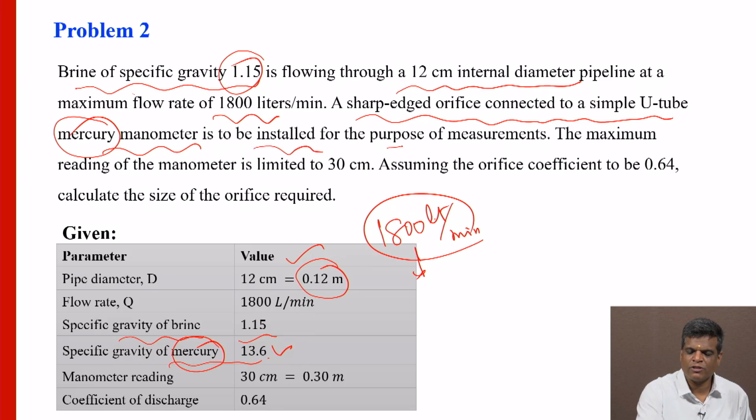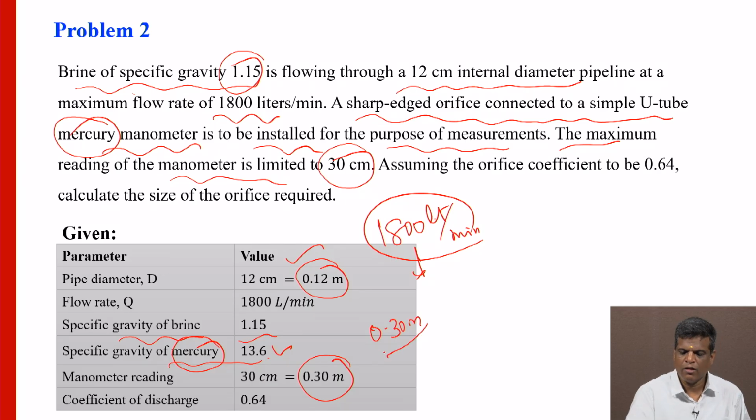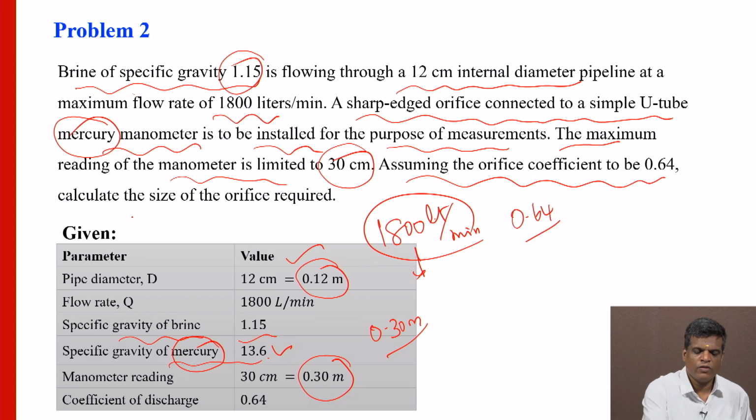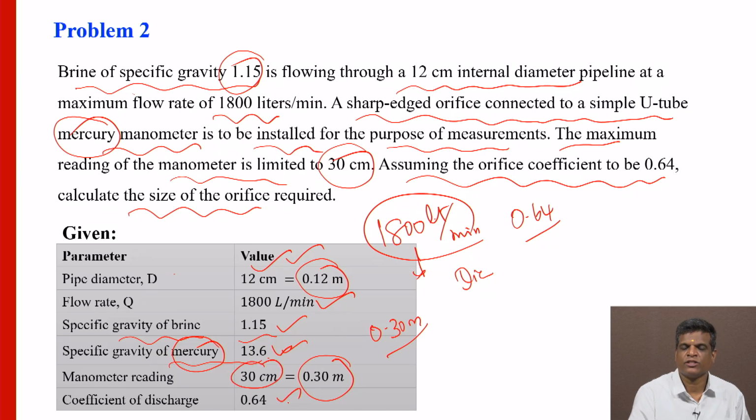It is installed for the purpose of measurement. The maximum reading of the manometer is limited to 30 centimeter, that is 0.30 meter. Assuming the orifice coefficient is 0.64, calculate the size of the orifice, meaning the diameter of the orifice they are asking. So, all values are given already: the pipe diameter, the flow rate, the specific gravity, the manometer reading, and the coefficient of discharge.